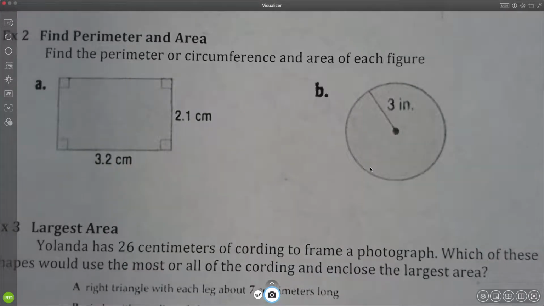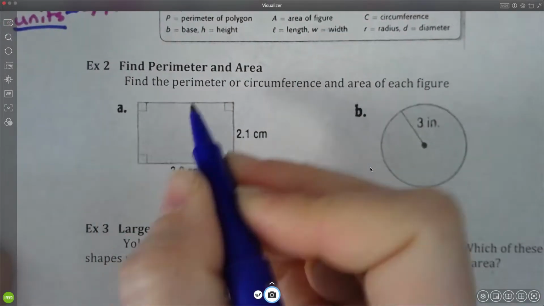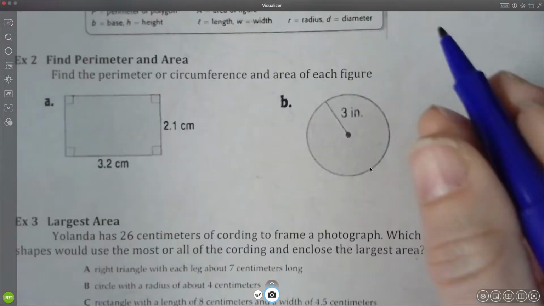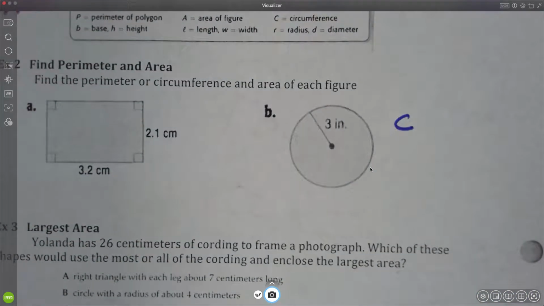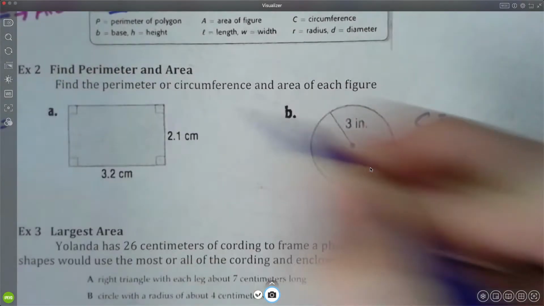So let's go down here. Let's find the perimeter, circumference, and the area of each figure. So this one is a rectangle. P is only going to be perimeter. Since over here this is a circle, the equivalent of perimeter is circumference, so we're going to call it circumference on this side.